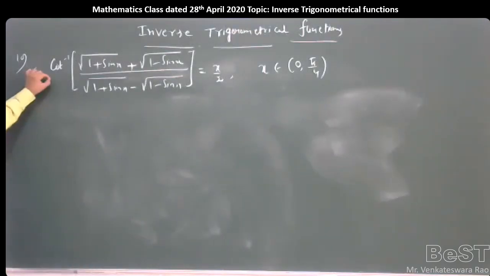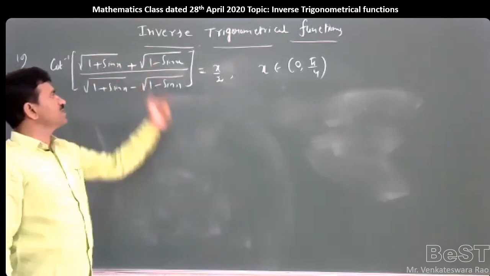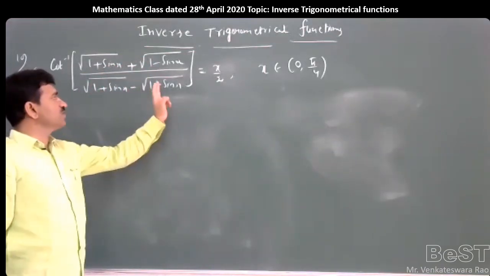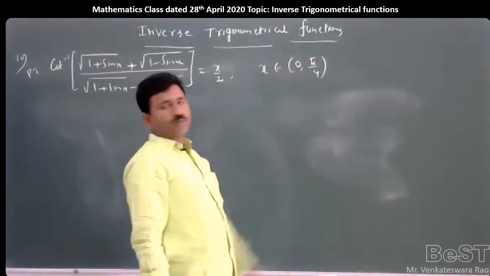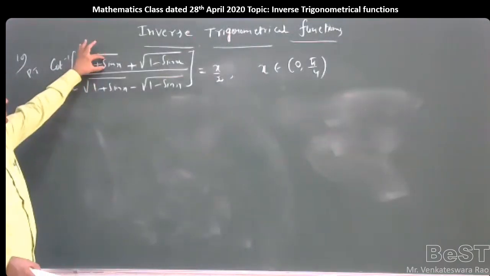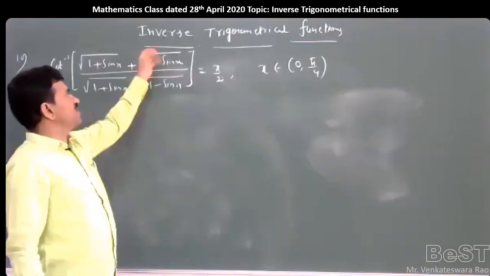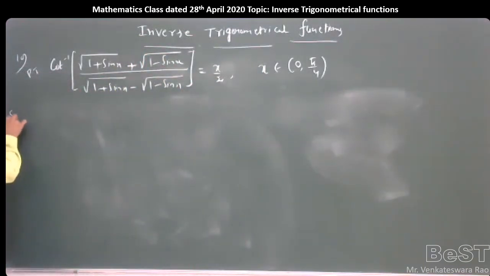So prove that cot inverse of (square root of 1 plus sin x plus square root of 1 minus sin x) by (square root of 1 plus sin x minus square root of 1 minus sin x) is x by 2, where x belongs to 0 to pi by 4. Here we'll find the value of first the square root of 1 plus sin x. Next we'll discuss the square root of 1 minus sin x. Easily you can prove this one. So first note this one.